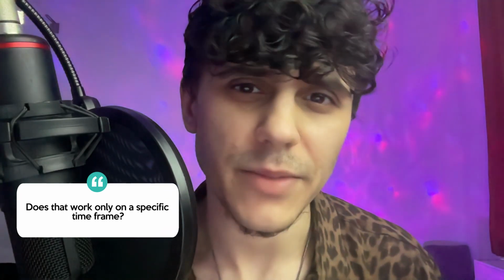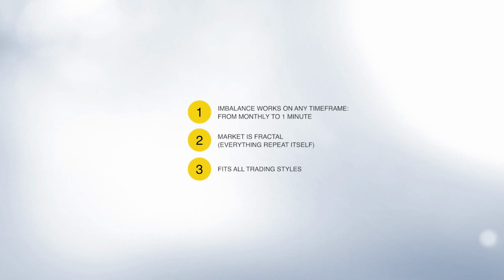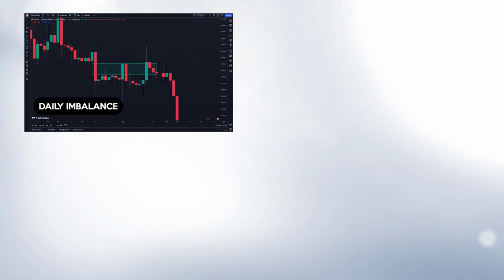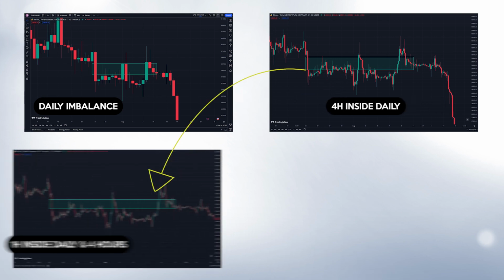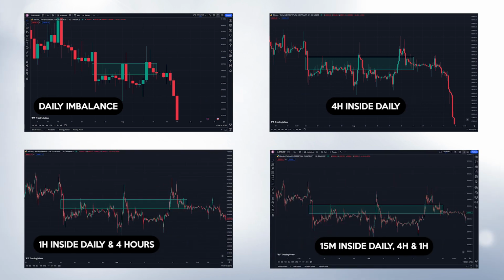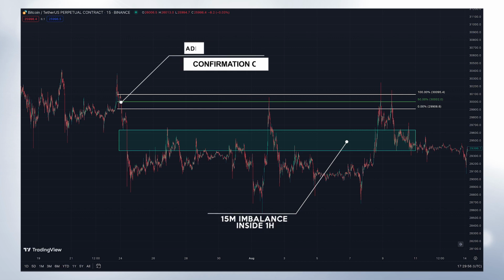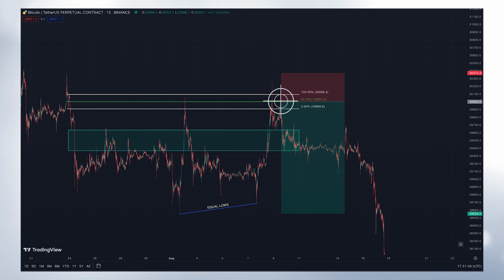You may ask, will that work only on specific time frames? Everything I just said will work on any time frame, from monthly to 1 minute, because the market is fractal. An imbalance will appear on any time frame, whether you are an intraday trader, scalper or swing trader. Usually inside the daily imbalance you will find 4-hour, hourly, 15-minute imbalances and so on. As a result, moving towards a lower time frame will allow you to define the price reversal zone more precisely and open an accurate position.